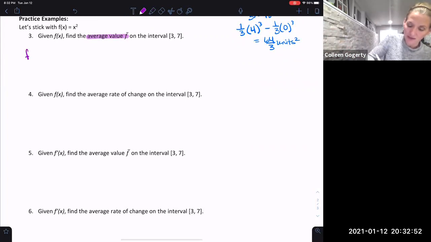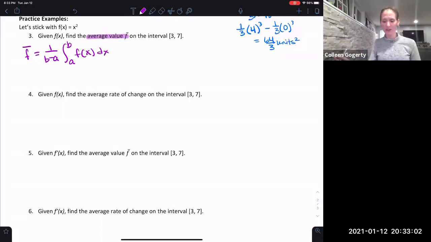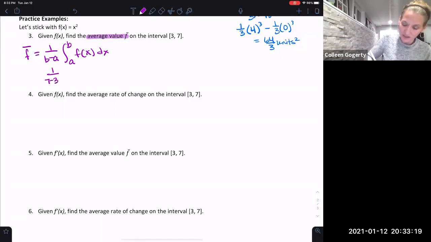So the average value means I need 1 over b minus a of the integral from a to b of f of x dx. So let's fill in what we've got. We're still sticking with x squared. I've just changed the interval from 0 to 4 to 3 to 7. So I'm definitely working with a different area, if you will. So we'd have 1 over 7 minus 3, and the integral from 3 to 7 of x squared dx.